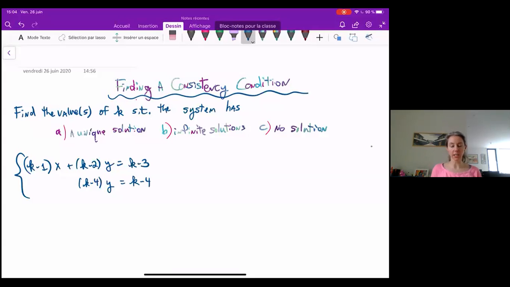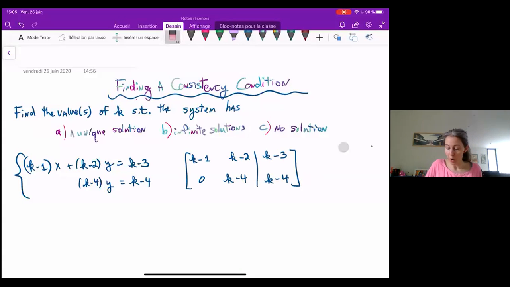So here we're given a system of equations and we want to find the value or values of k such that the system has a unique solution, infinite solutions, or no solution. Step one of this type of question is that we want to stick it in a matrix. So I'm going to take this and stick it in a matrix. K minus 1, k minus 2, k minus 3, 0, k minus 4, k minus 4.